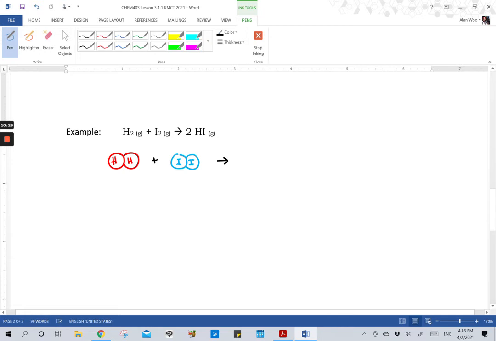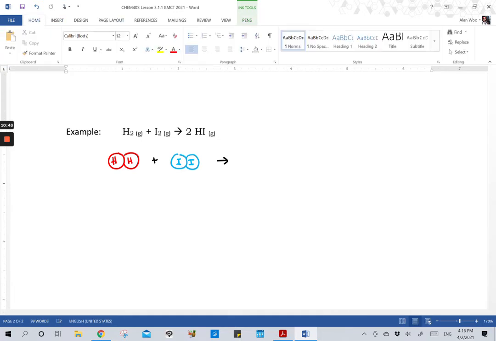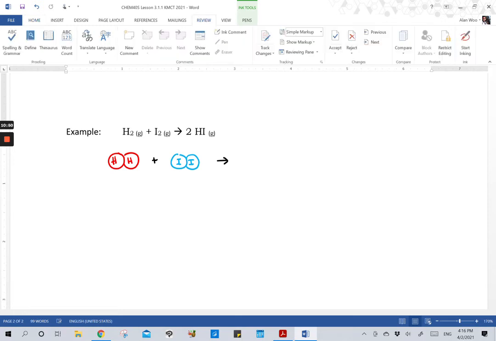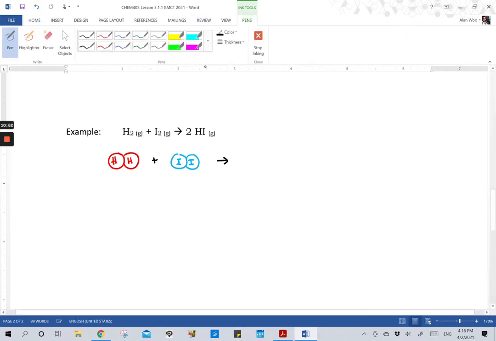However, in chemistry, when two reactants combine, they don't immediately make the final product. There has to be a significant collision between the two molecules first. So let's say there's a collision that happens between these two molecules. This is scenario one.